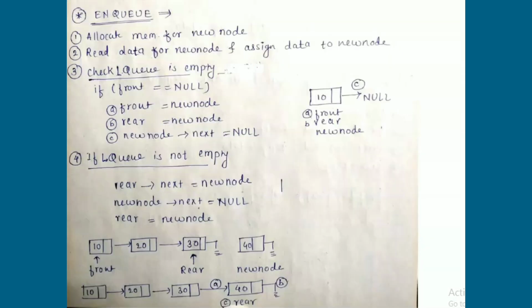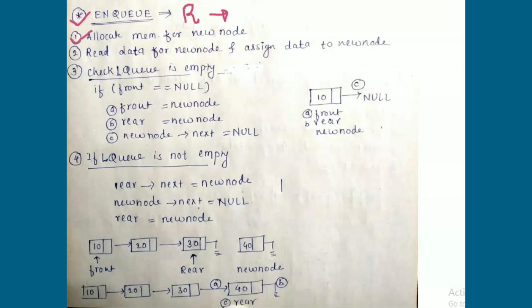Now we will check the operations on linear queue. The first operation is enqueue, that means inserting data into a queue. When you want to perform insertion, you are going to perform it at the rear end. The rear end means after the last node of the single linked list, we are inserting data. That means we are performing insertion at the end of the single linked list for the enqueue operation. As we already discussed in case of single linked list, the same method we are using here.